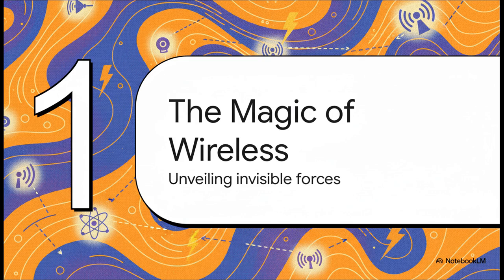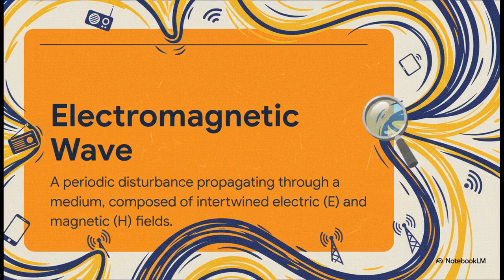First up, the magic of wireless. So, how do we send information through thin air? I know it can feel like magic, but I promise you it's pure, elegant physics. The hero of this whole story is something called an electromagnetic wave. Now, the best way to think about it is like a ripple, but not a ripple in a pond, it's a ripple in space itself.